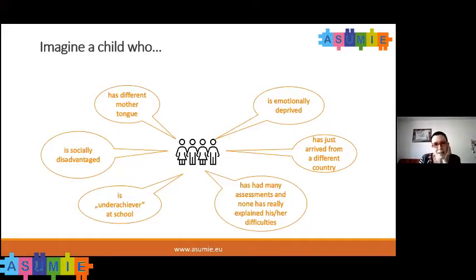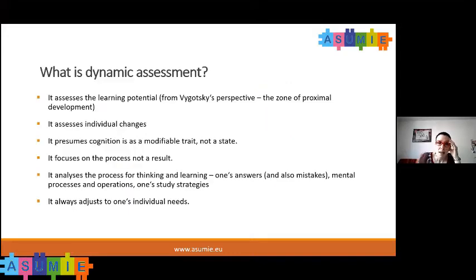Basically, I will continue the presentation. So I'm not saying that we have a solution for everything, definitely not. But one of the answers to the question of how to work with such children, how to react to such children, is dynamic assessment. Because dynamic assessment is assessment which asks, what is the learning potential of a child?